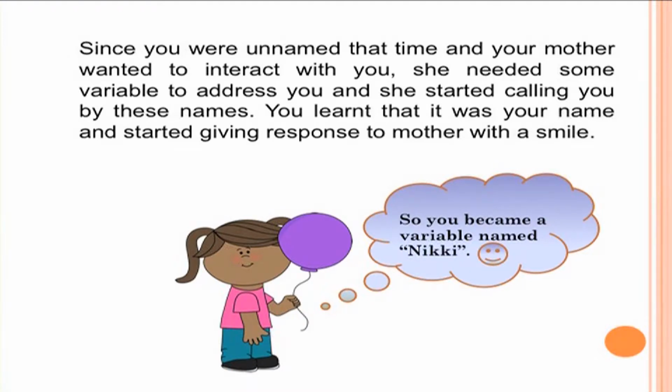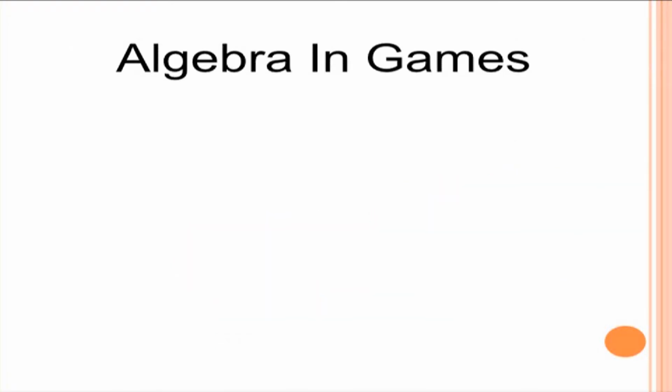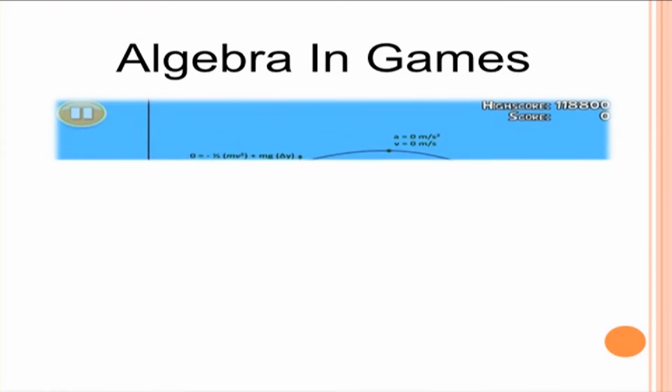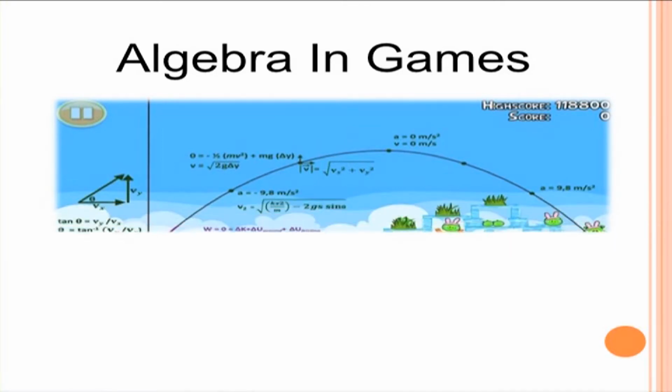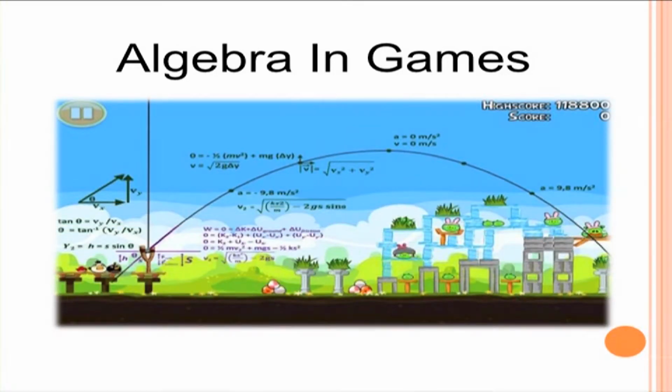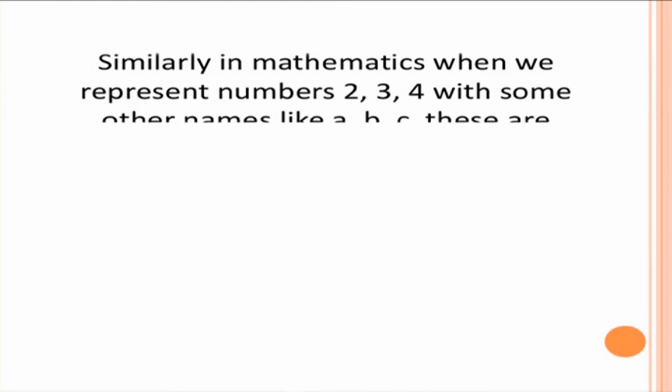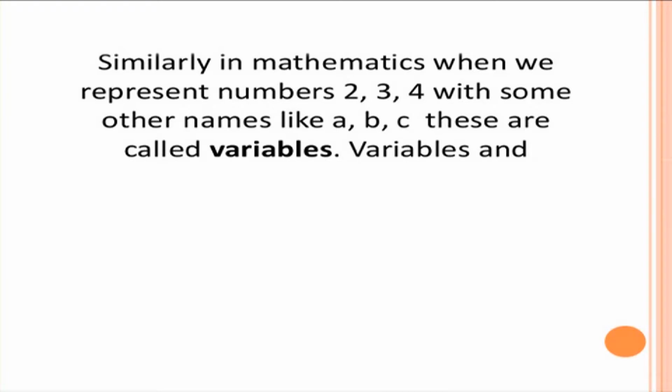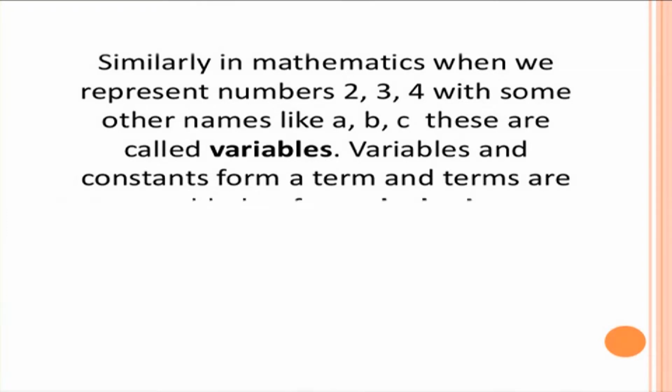You learnt that it was your name and started responding to your mother with a smile, so you became a variable named Nikki. Similarly, when you play a game like Angry Birds on your mobile or any other game, it involves a lot of variables and conditions to win the game, and hence we all must know a little bit of algebra.